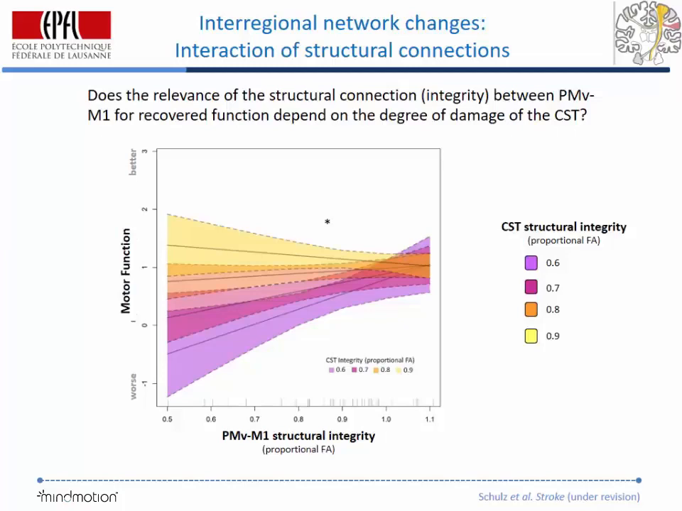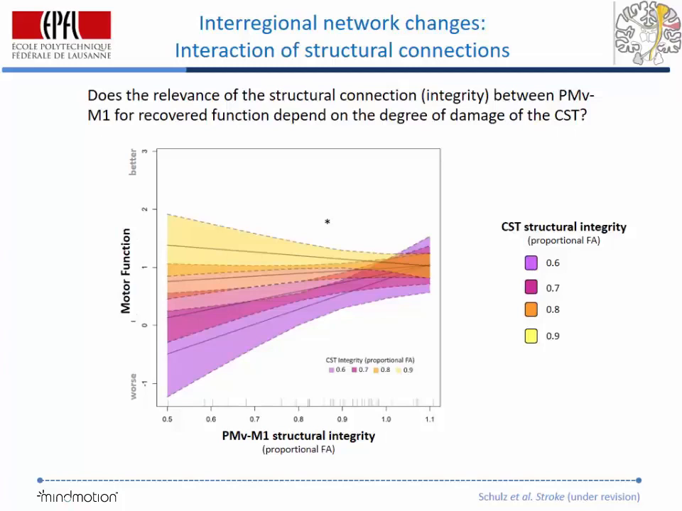And if you look at the patients who have a very mild lesion of the corticospinal tract, you can easily see that the structural integrity of this network between the primary motor cortex and ventral premotor cortex has absolutely no role for residual motor function. However, if you look at the patients who have significant damage to the corticospinal tract, for them it mattered whether they have relatively good structural integrity between these areas or not for residual motor function.